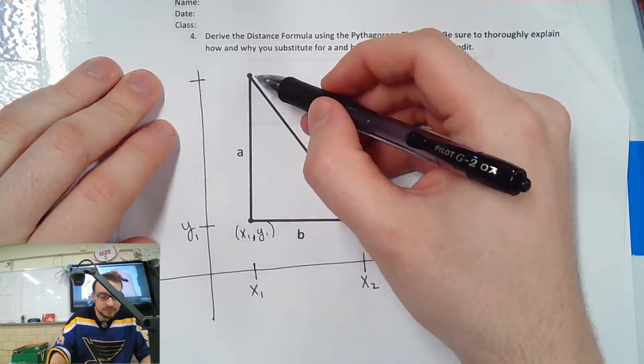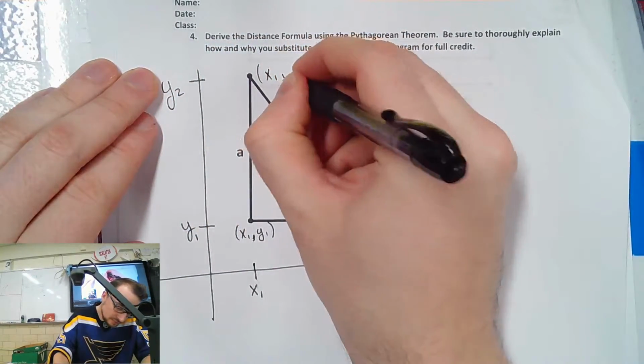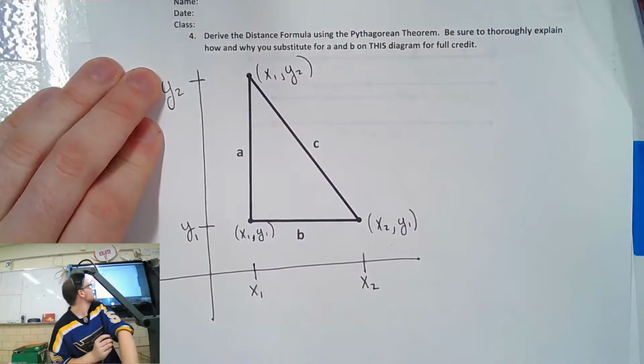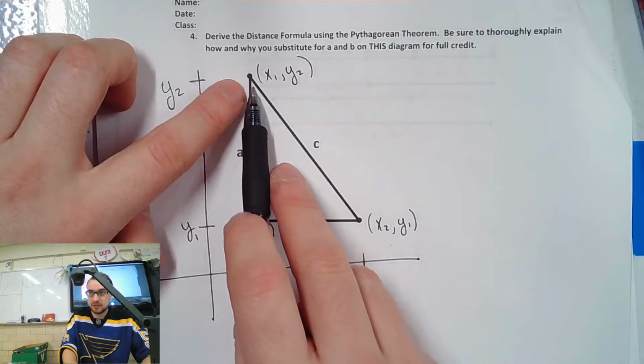This one here is going to be x1, y2. Does everybody see where I'm getting those at? x1, y2. Is that the coordinate?